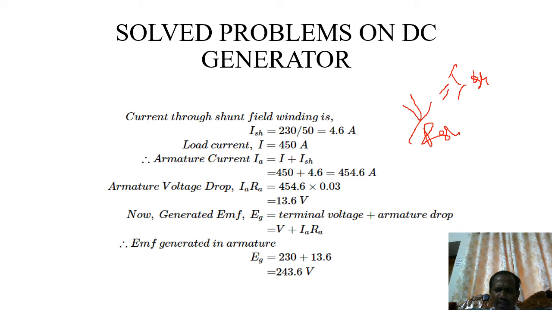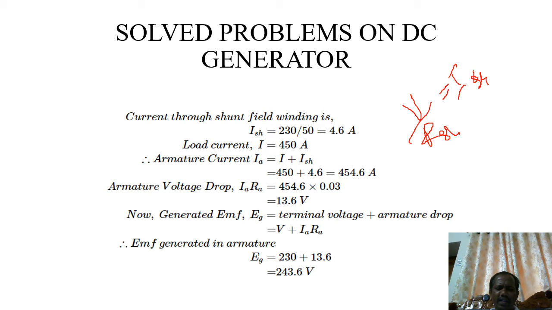What is the value of V? The terminal voltage is 230 volts, which is connected across the load. Shunt field resistance is 50. 230 by 50, what are we getting? 4.6 amperes. Load current is given, IL is equal to 450 amperes. Therefore, you will get now the armature current IA is equal to IL plus ISH. So 450 plus 4.6, 454.6 ampere current.